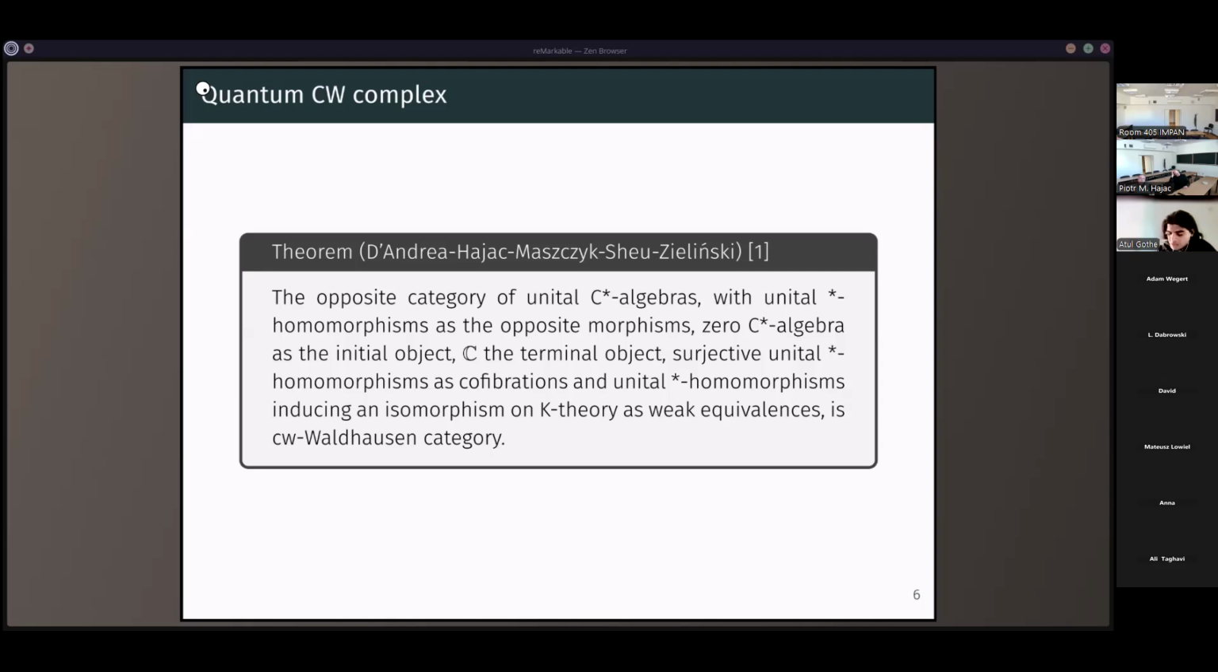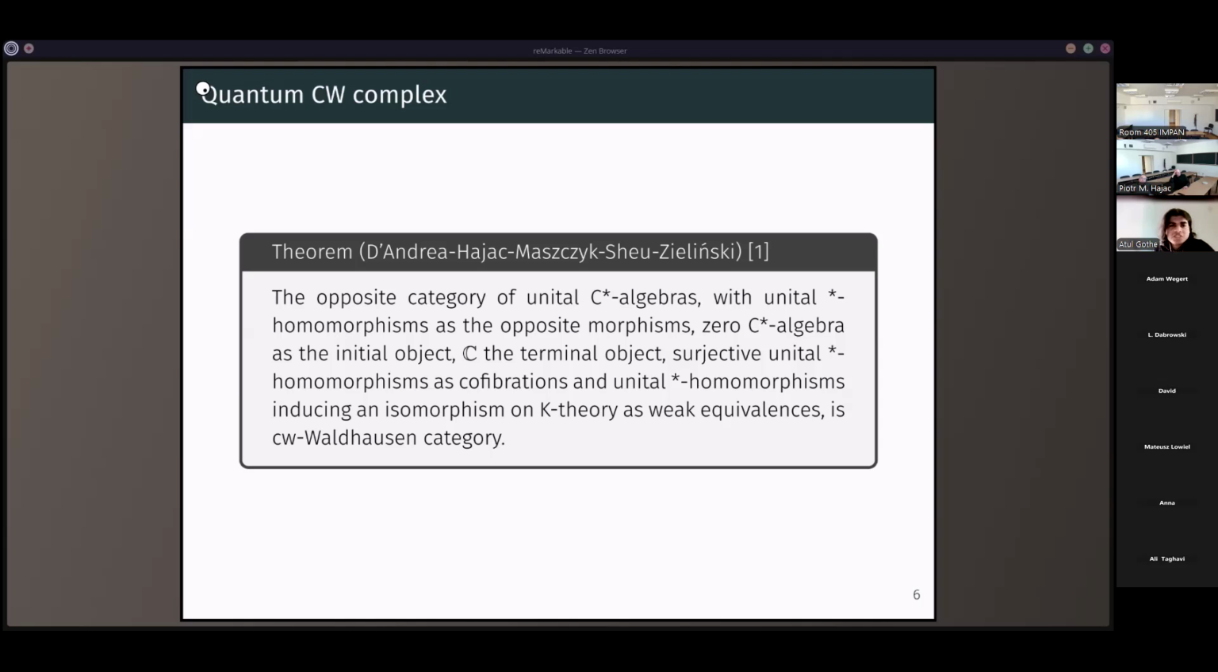So if we consider the opposite category of unital C-star algebras, with the unital star homomorphisms as the opposite morphisms, the zero C-star algebra as the initial object, the complex numbers as the terminal object, surjective unital star homomorphisms as cofibrations, and unital star homomorphisms which induce an isomorphism on K theory as equivalences, this particular category is in fact a CW Waldhausen category.